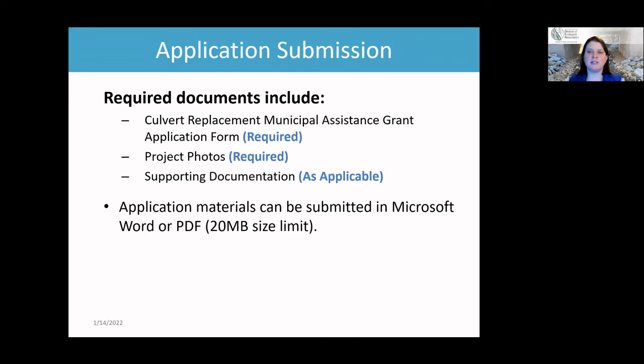Required documents needing to be submitted with the grant application online include the Culvert Replacement Municipal Assistance Grant Application Form, project photos. Supporting documentation should also be submitted as part of the project for any work that has been completed, especially for projects that are in later phases of work, such as construction. Required documents can be uploaded in Microsoft Word, or to reduce file size, the document may be converted and uploaded as an Adobe PDF. You'll receive an email confirming receipt of your application and the supporting documentation within 2 days following submission.